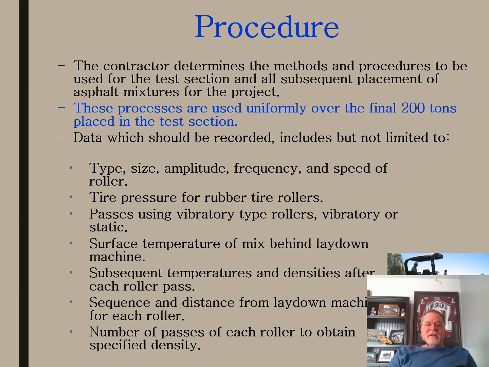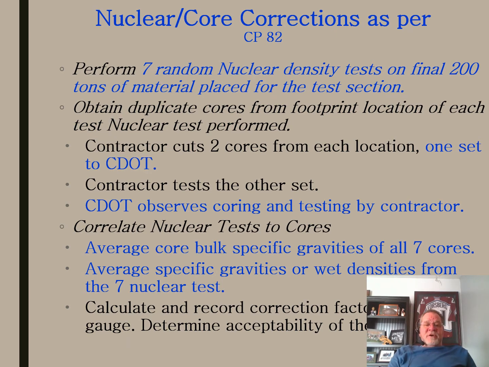All the data should be collected: type and size of rollers, tire pressures, passes, surface temperatures, and so forth, from the list shown on this slide. After that final 200 tons is done, there are 7 random nuclear density tests. Then they will do duplicate cores, or 2 cores from the footprint of each nuclear test. The contractor will take one of the cores. CDOT or the owner will take the other core, and they use those to calibrate or correlate their nuclear gauges to what was done from the cores. You average the density from the 7 cores: add the numbers together and divide by 7 to get an average weight.